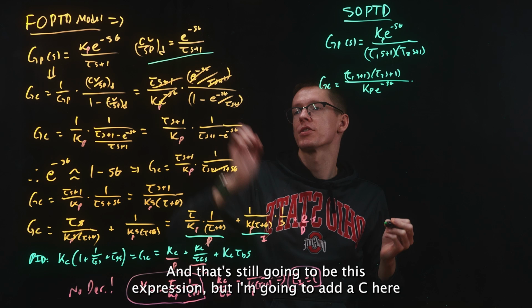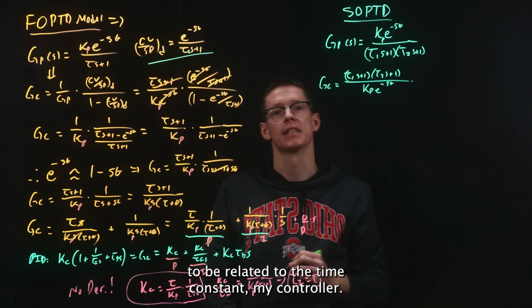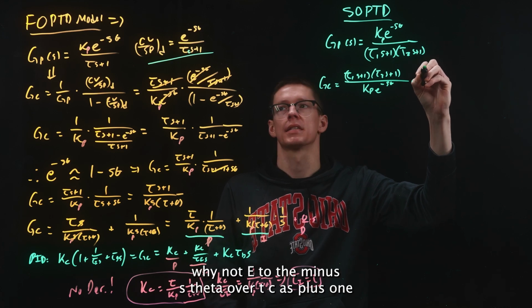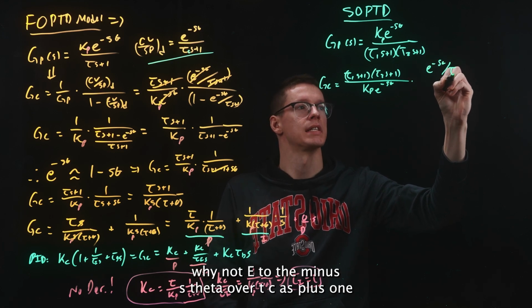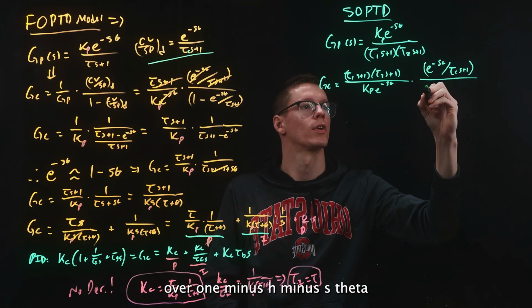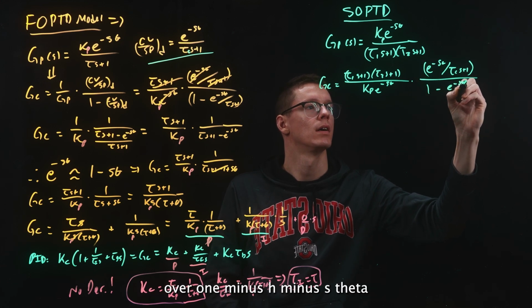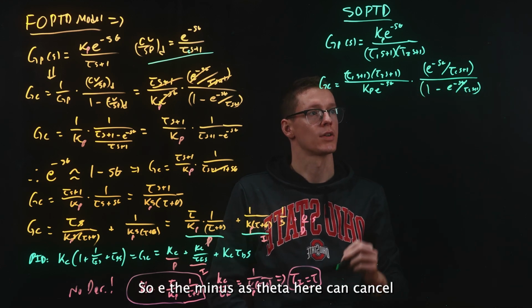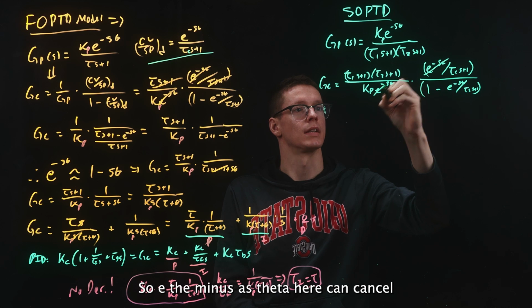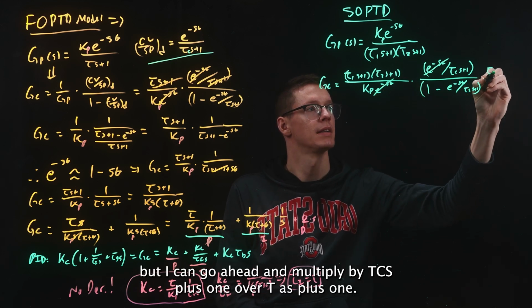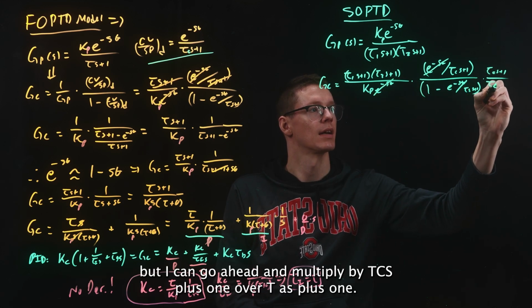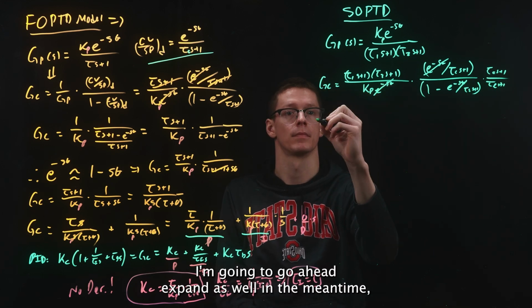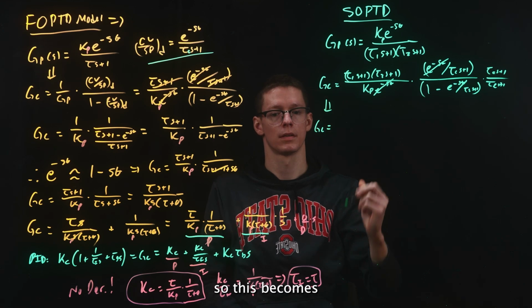That's still going to be this expression, but I'm going to add a C here to be related to the time constant on my controller. So I'm going to go ahead and say, why not e to the minus s theta over Tcs plus 1, over 1 minus e to the minus s theta over Tcs plus 1. So e to the minus s theta here can cancel, but I can go ahead and multiply by Tcs plus 1 over Tcs plus 1. Now these two terms I'm going to go ahead and expand as well in the meantime.